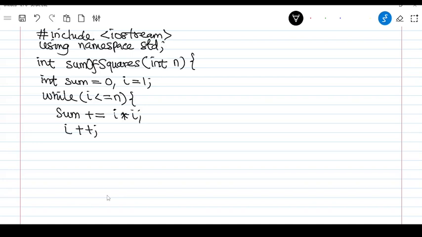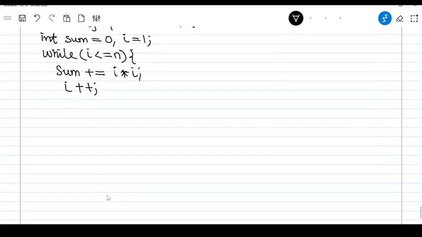This is a statement, and then we also increment our i value, so i plus plus, and that's going to be the end of the while loop. Then we return sum. So we return sum in the function. Here is the end of the function, we return sum, and that is it. After that, we go into the main function.